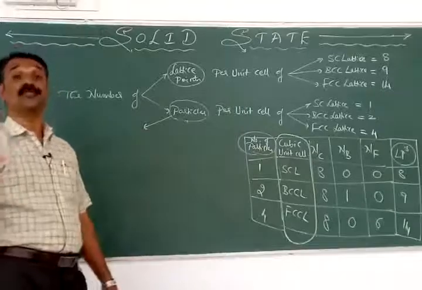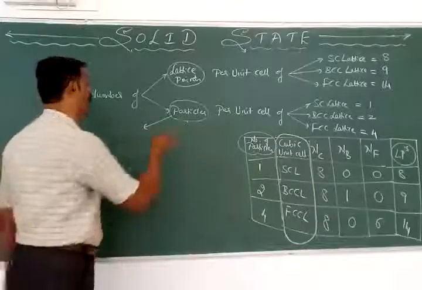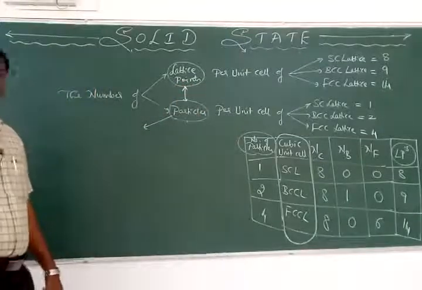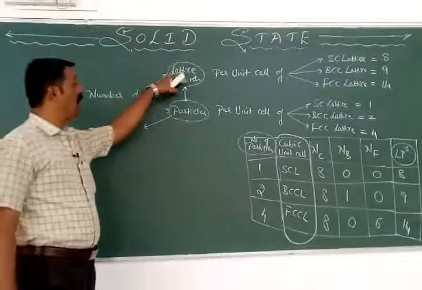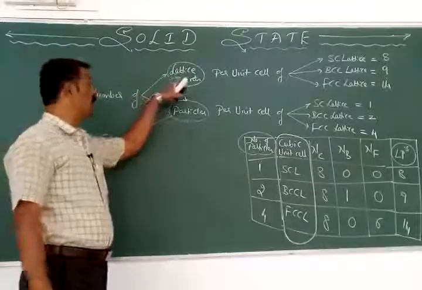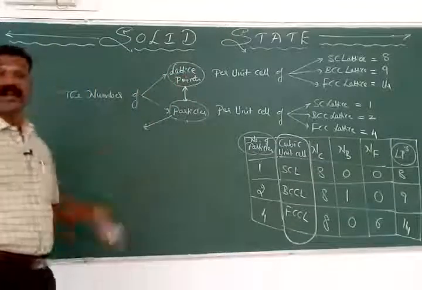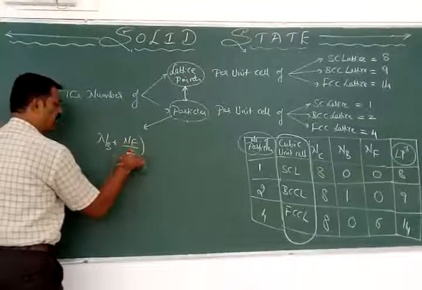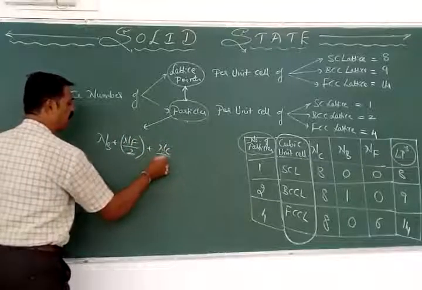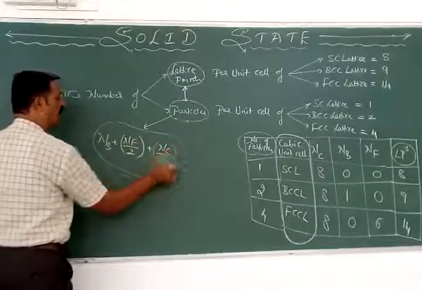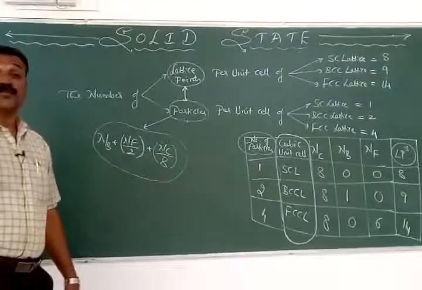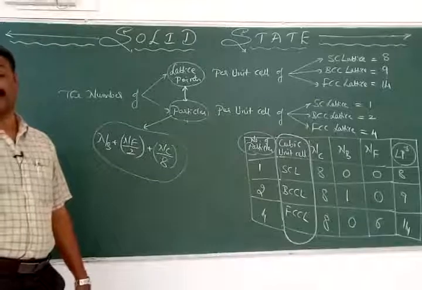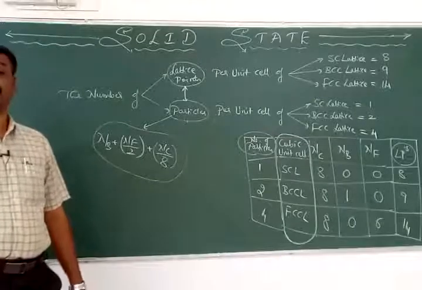Don't make any confusion because there is a slight difference in the meaning between the lattice points and the number of particles. Both are numbers, but here it is particles. Number of lattice points are the fixed positions, whereas number of particles can be calculated with the formula: NB plus NF by 2 plus NC by 8. Using this formula only we can calculate the number of particles. But the lattice points are always the fixed positions of the particles with respect to the given cubic unit cell. Okay.